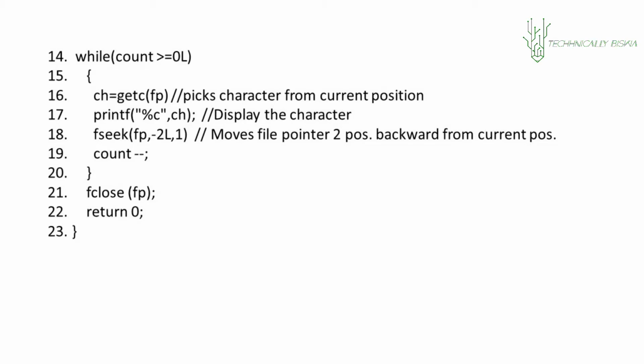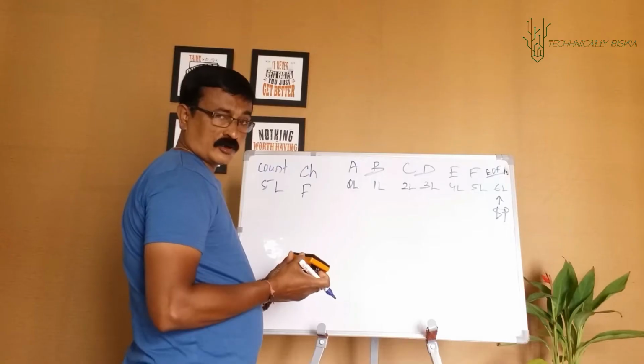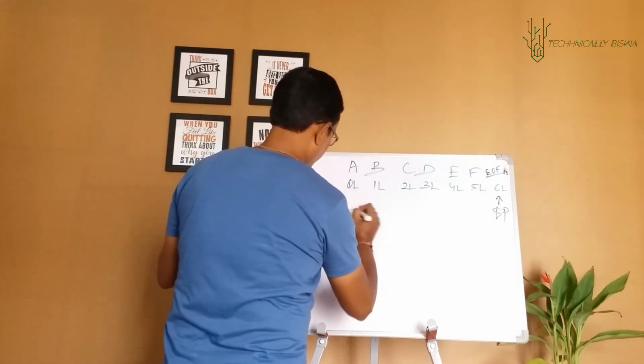Okay, now what is important is line number 18. Look at the line carefully. I'll explain it to you over here. Come back to the board. fseek, this is the line, no?